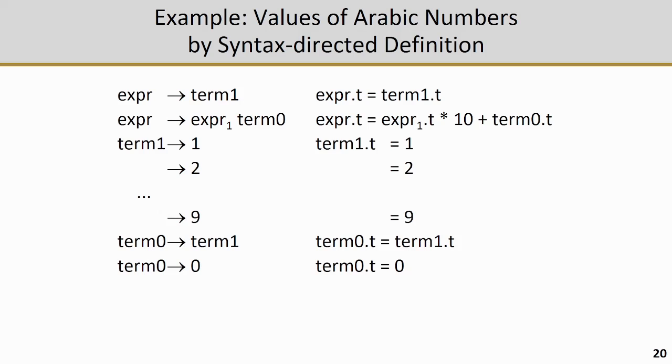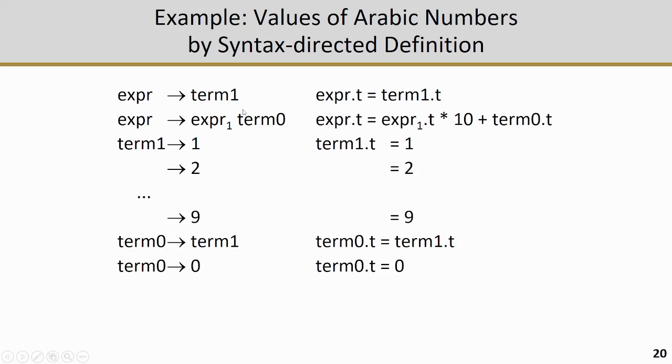And finally, let's see how the value of a number containing multiple digits can be calculated. Here, a number can be a single digit. In this case, its value is equal to the value of the digit. We distinguish again whether the digit can be 0 or not. Term 0 can be 0, and the value as well. Term 1 can only be any digit from 1 to 9.